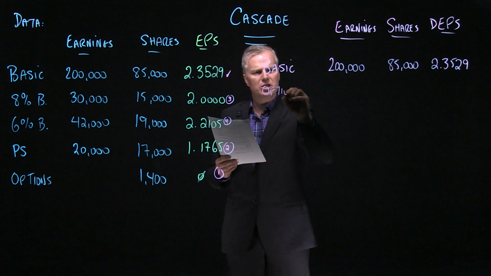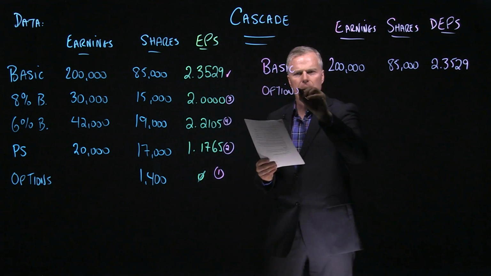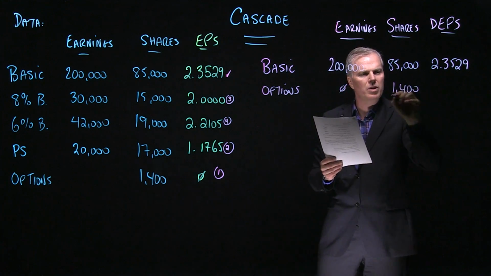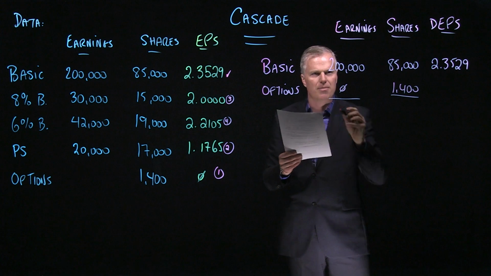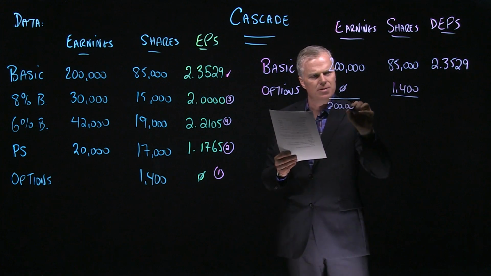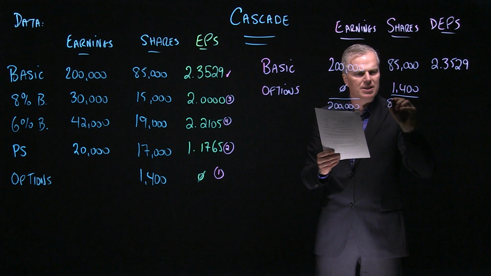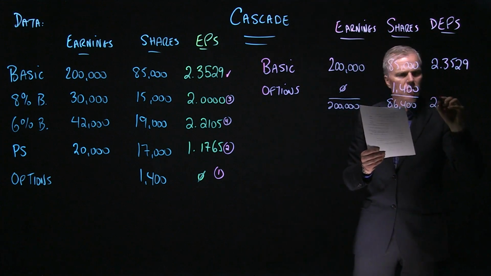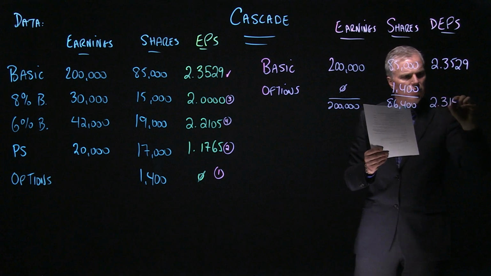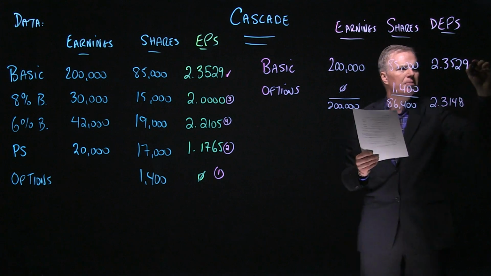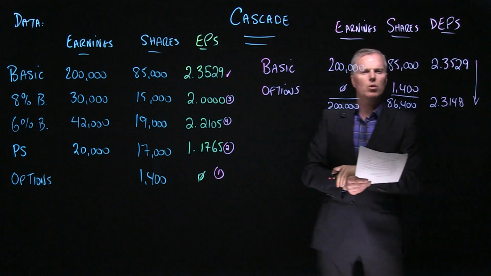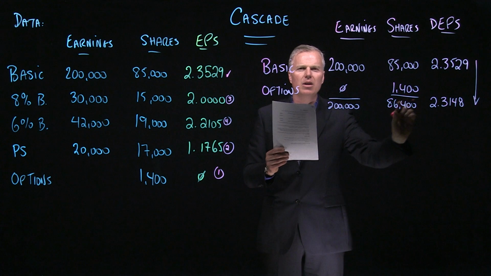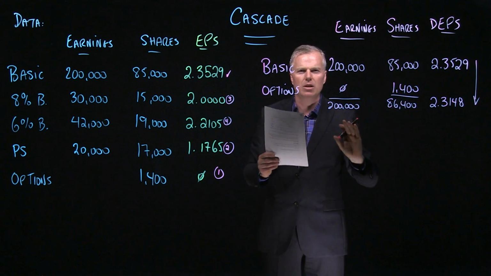So our first part, options. Put our options information in. We have 0 here, 1,400 here. And what we do is recalculate this every time. So we've got 200,000, and we'll now have 86,400 here. My new value is 2.3148. And what you'll see is that my value must be going lower every time. That's why it's called dilutive. So every time I put one of these in here, I must be going lower.